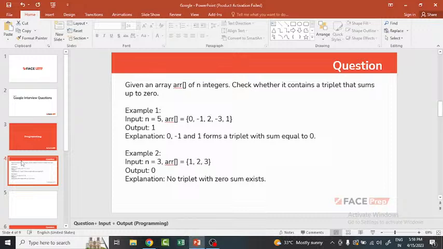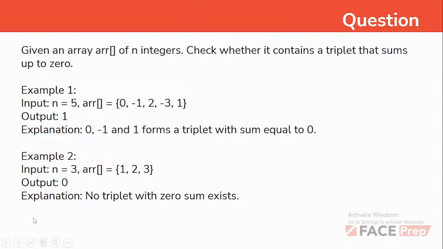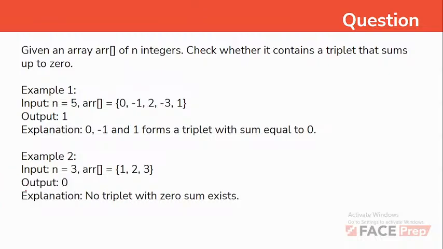So this is the first question. Here, given an array of n integers, check whether it contains a triplet that sums up to 0. And we have the sample test cases as well. Triplet in the sense, from the array we should take some 3 elements. Those 3 elements' sum should be 0. And I need to print the count of the triplets.